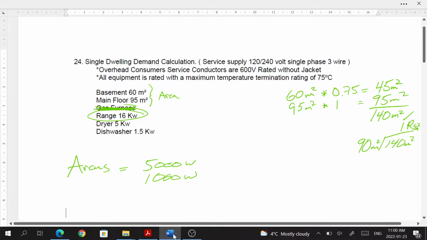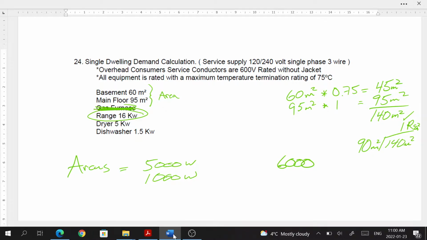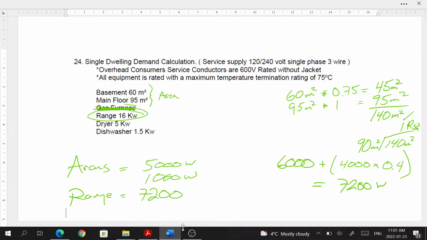So we got 6,000 just because we have an electric range, plus the extra 4,000 at 40%. And that's going to give us 7,200 watts. So our range is accounted for, 7,200 watts. Then we have our dryer at 5,000 watts.